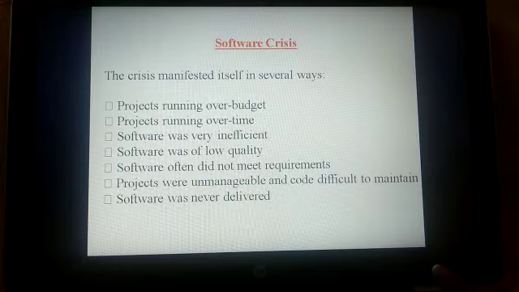The objectives of this module are to understand the importance of software engineering, and to understand the development of different types of software systems with different software engineering techniques.